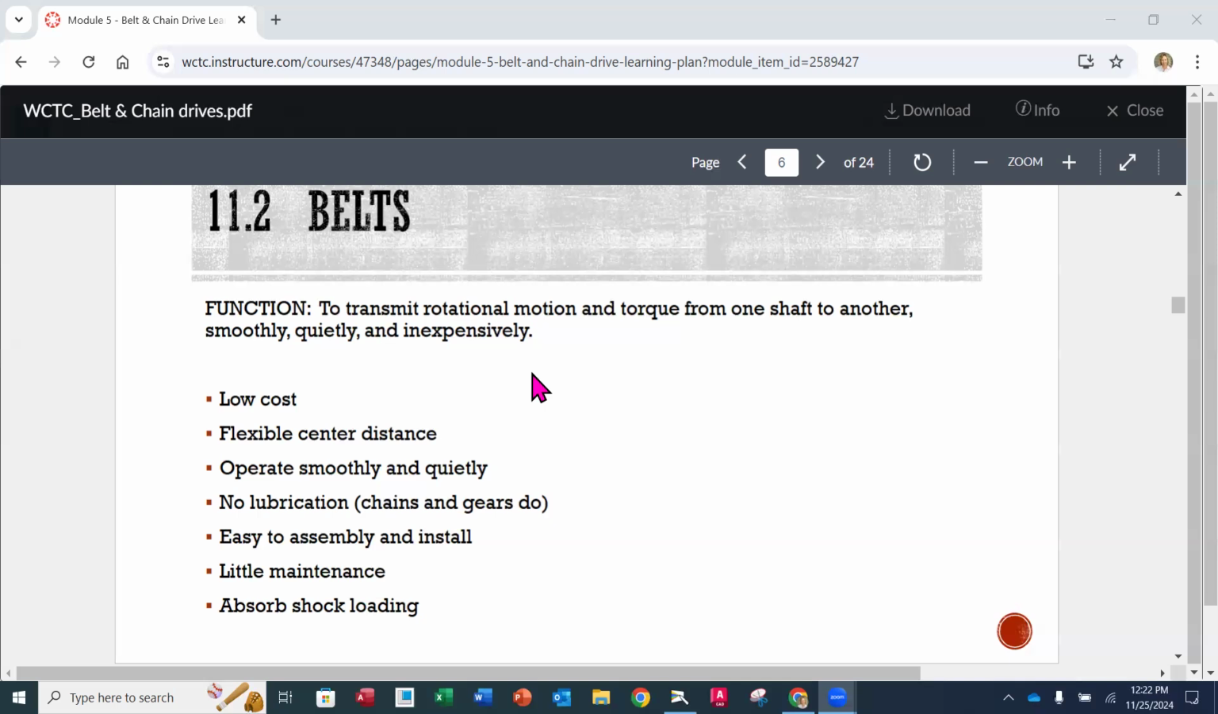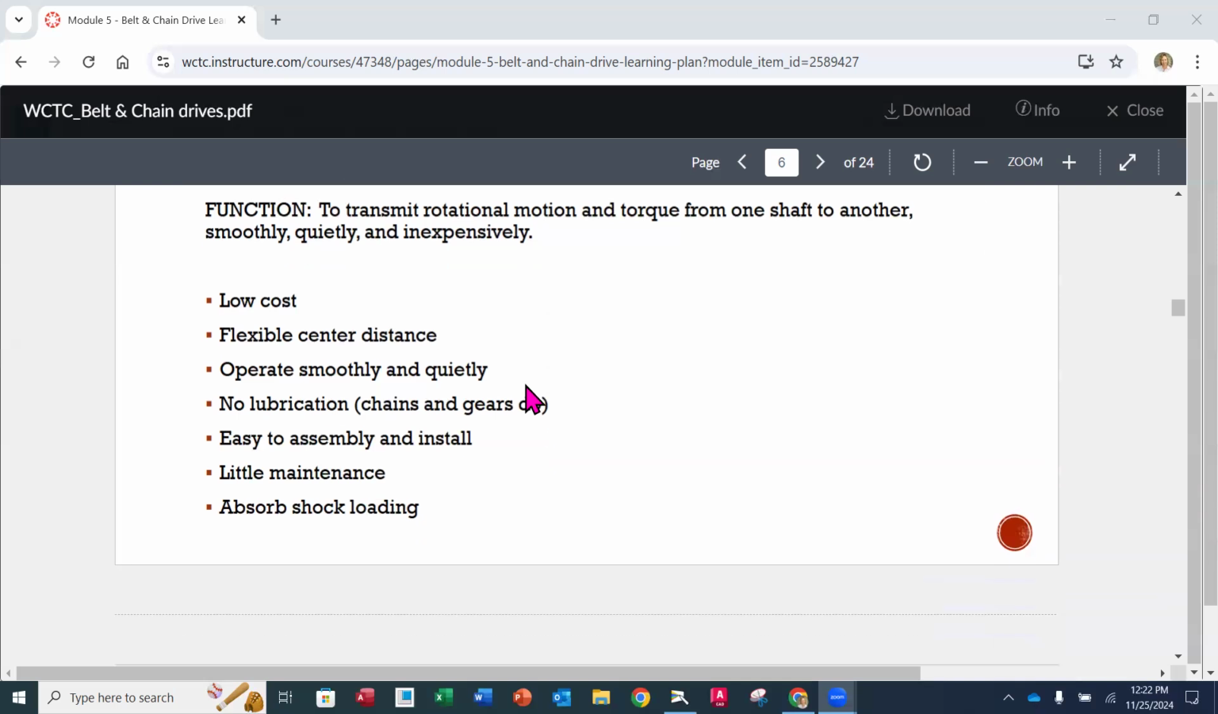They're easy to assemble and install. There's very little maintenance to them. You'll probably notice visually that you need to replace a belt when it starts looking like it's fraying or cracking. Okay, you never want them to get past that point, so you want to do some checks on them. But for the most part, there's very little maintenance besides changing it out when it's time. And they also are better at absorbing shock loads because they have that ability to stretch.